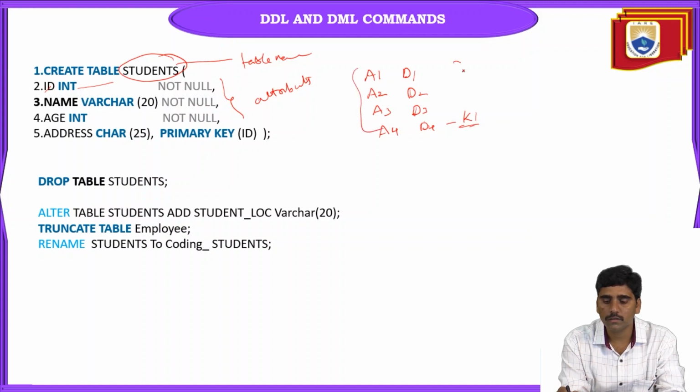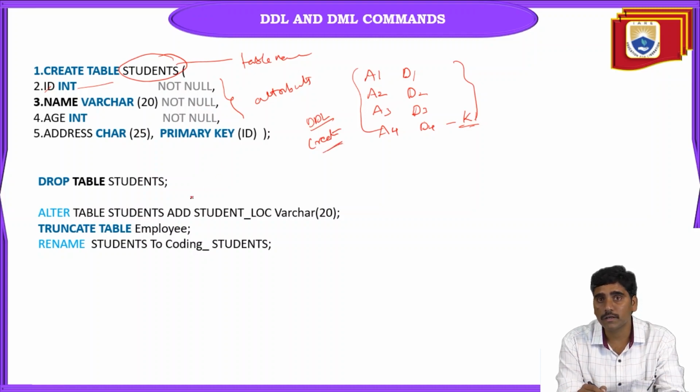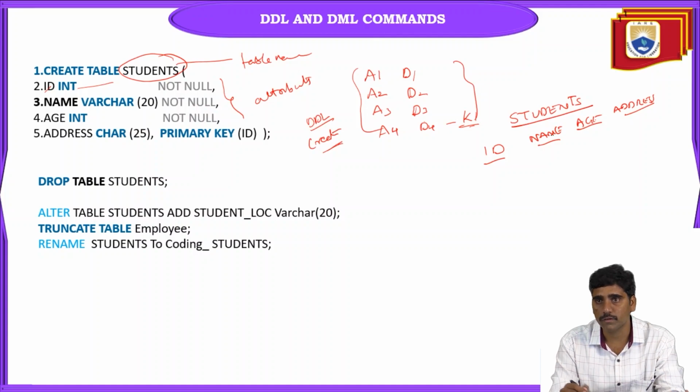So this is the structure which you define with the help of the DDL command called create. This is the way you can create the table with the help of the syntax. Now the table is created with the table name students, and ID, name, age and address. These four are the columns that you have added to create the structure of the table.